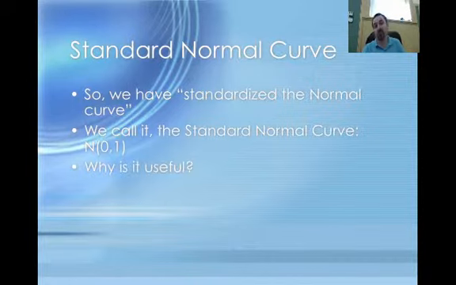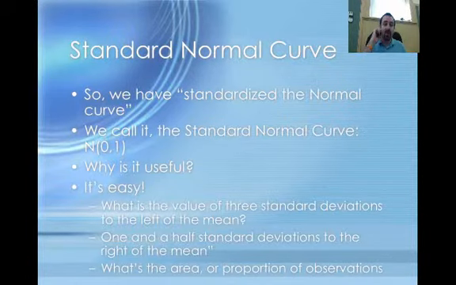Okay, and why is it useful? That should always be your question you ask, especially in this course. Why is it useful? The reason is because it's so easy to use. If I want to find out how far to the left I have to go to get to 3 standard deviations, -3. It's pretty easy. If I go 1.5 standard deviations to the right of the mean, the value on the x-axis, what we'll call the z-axis, is just 1.5.